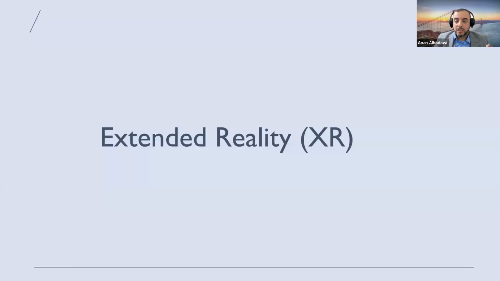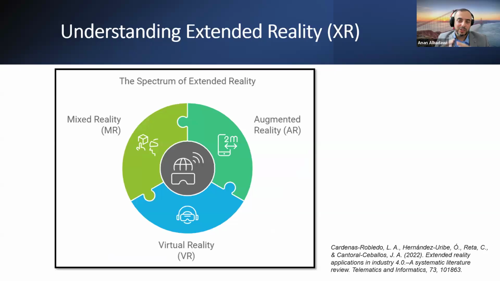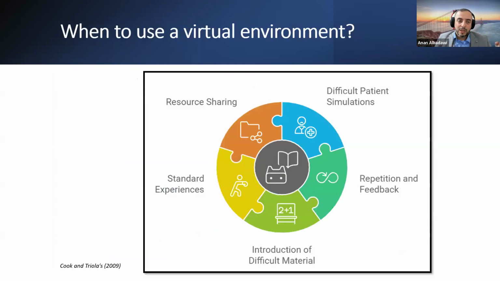So speaking of extended reality, we always hear about the concept of VR, VR, VR. But in fact, the biggest umbrella that contains all the realities is called extended reality. So what falls under extended reality? We have augmented reality, we have virtual reality, and we have mixed reality. These are the three domains, and we are going to take them one by one.